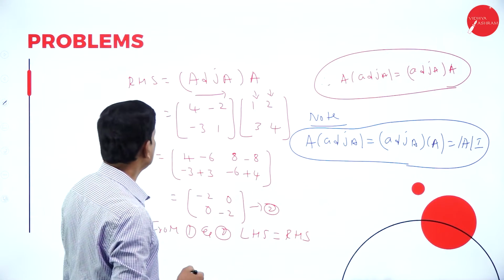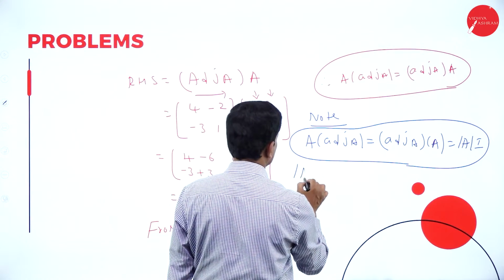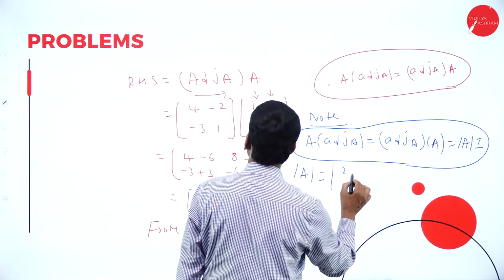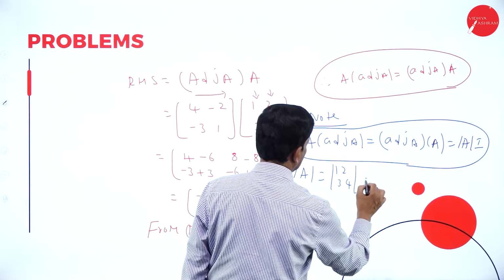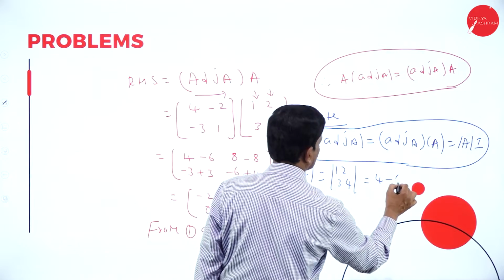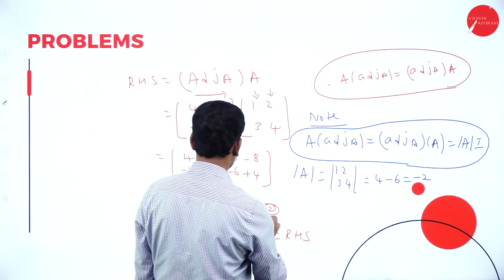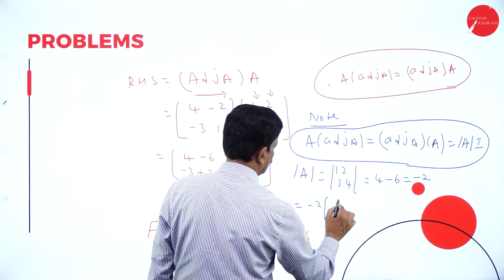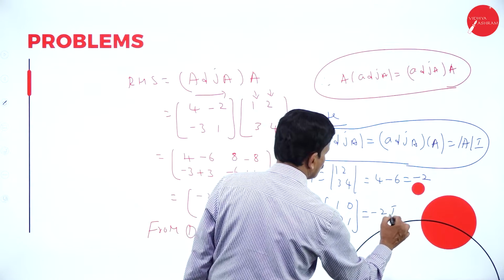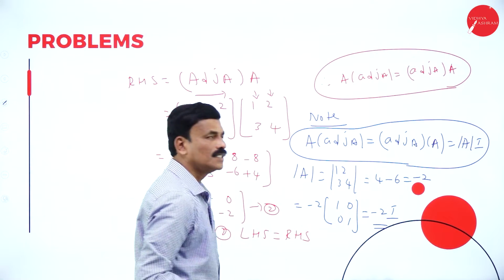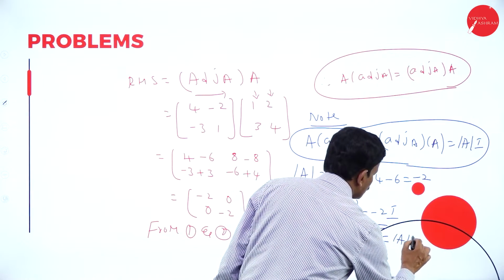So if you want, you can find out the determinant of this. The determinant of the matrix is the determinant of 1, 2, 3, 4, which is 4 ones are 4 minus 6, equal to minus 2. If you take minus 2 common, you get 1, 0, 0, 1. What is this equal to? Minus 2 into I. So minus 2 is nothing but determinant of A into I.